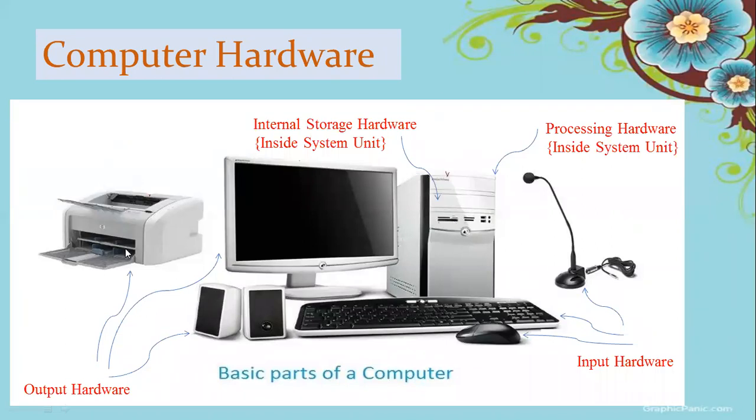That's why you can see the different types of computer hardware. They are input hardware, processing hardware, output hardware, and storage hardware. In the absence of any hardware, it will be difficult to run our computer. If there is no input hardware, nothing can be done. If there is no processing hardware, no processing can be done. So we need all these devices or hardware.